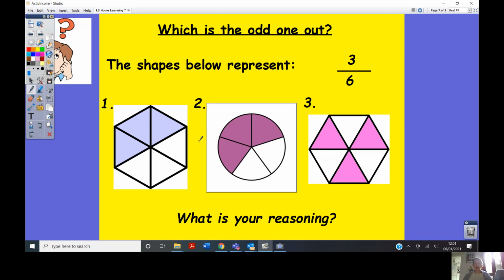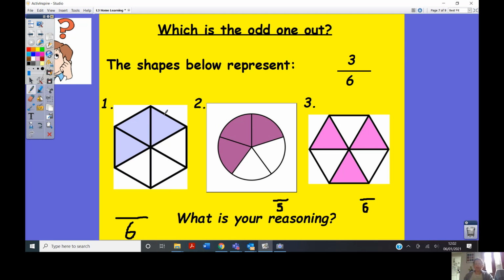So how many equal parts are there altogether? 1, 2, 3, 4, 5, 6. So I know here that I have 6 equal parts. Let's count here. 1, 2, 3, 4, 5. Okay, 5 equal parts. And finally this shape, 1, 2, 3, 4, 5, 6. 6 equal parts. This is already starting to show.